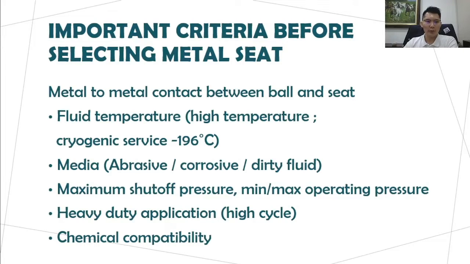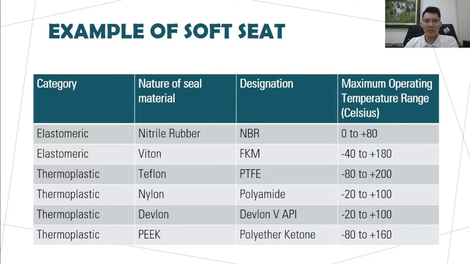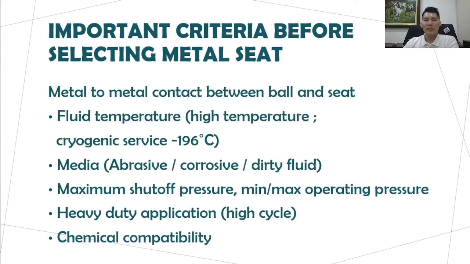For example, on fluid temperature: if you are operating at high temperature, PTFE can handle up to 200 degrees, but if you go higher, to 300 or 400 degrees, then we have to use a metal seat. The same applies to cryogenic services, for example down to -496 degrees. Then there is the media, the fluid. If it is very abrasive, very corrosive, or a dirty fluid, a soft seat will be more prone to damage and wear and tear.